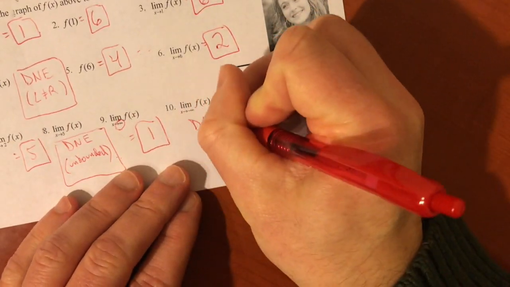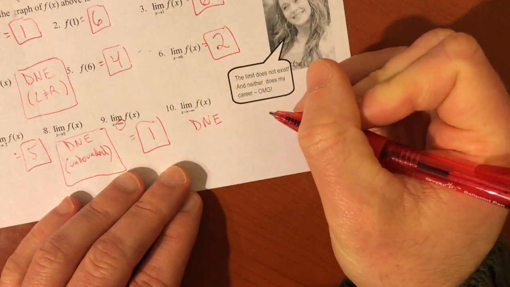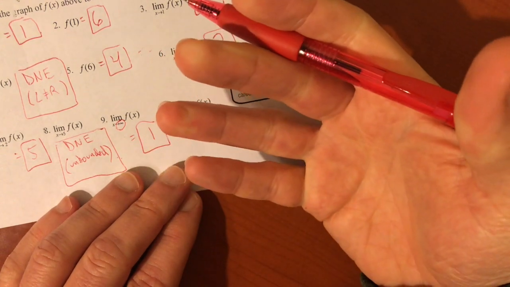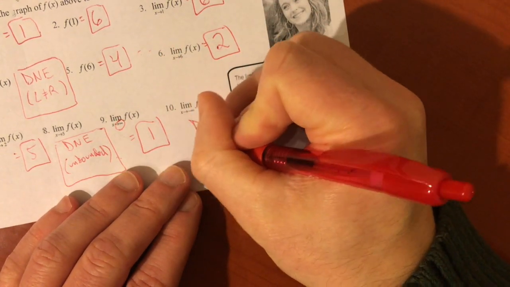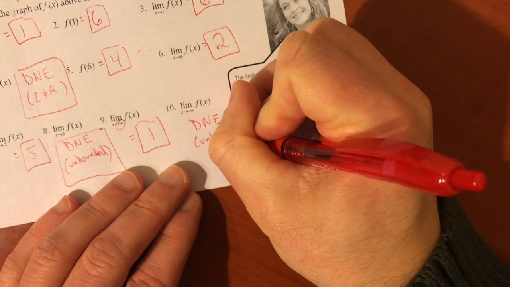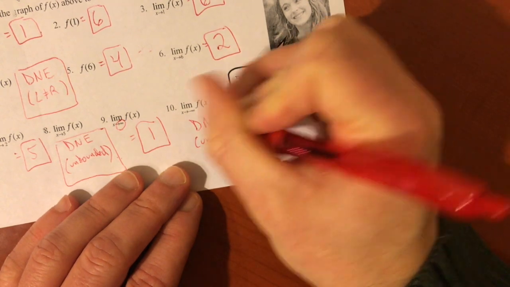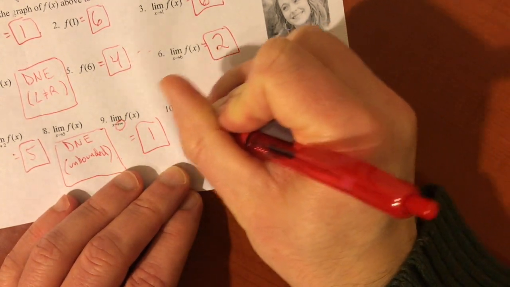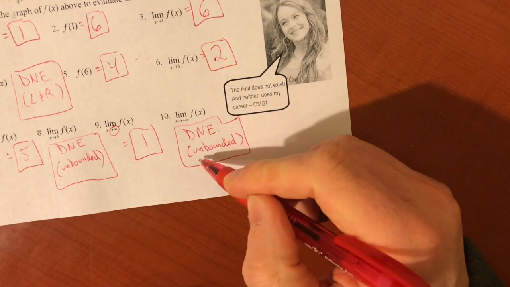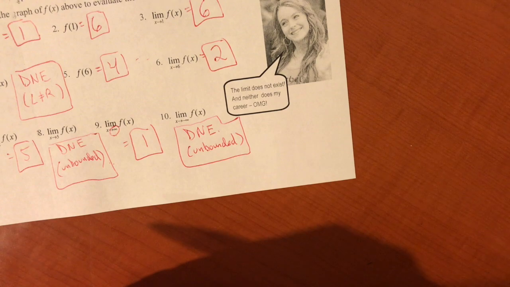So there might be times next year where your calculus teacher wants you to say infinity is the answer. But for right now, we're going to say the limit does not exist, because when it comes to limits, we're looking for a number to be the answer. And if it does not, it's DNE. And infinity means that's unbounded growth.